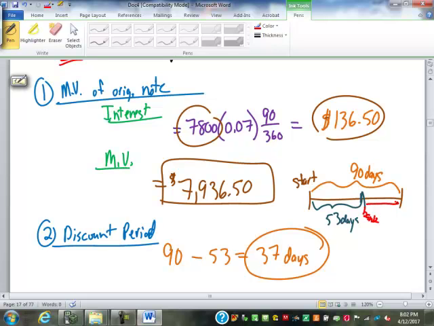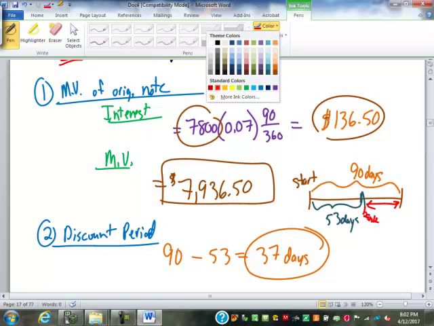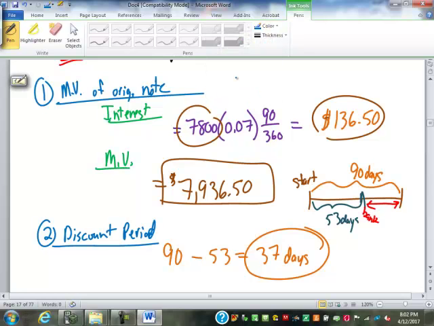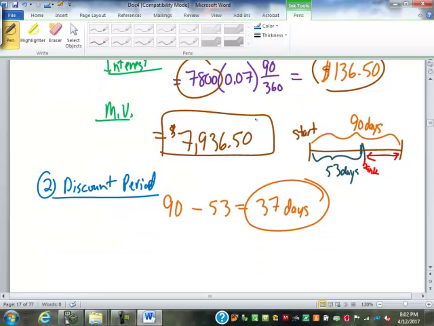And it's from there on that's our discount period. So that's why it's 90 minus 53 gives 37 days. Which wasn't related to the question you were asking anyway, but it's okay. So we got 37 days for a discount period. What's step 3?